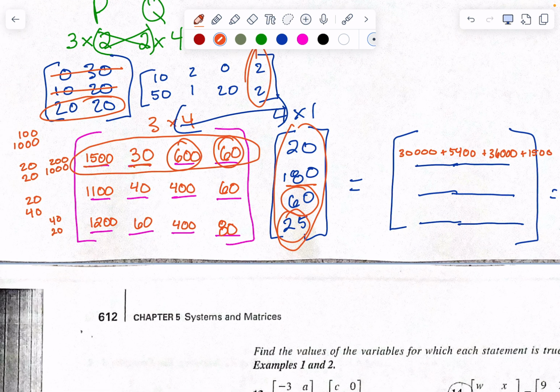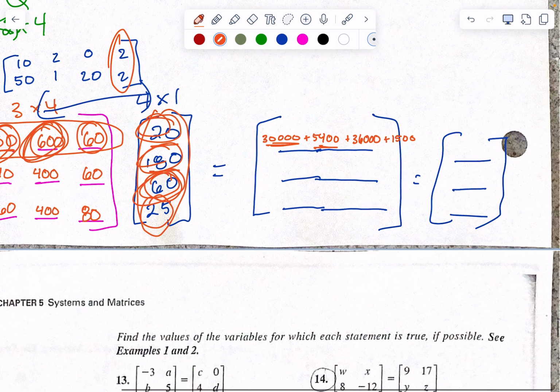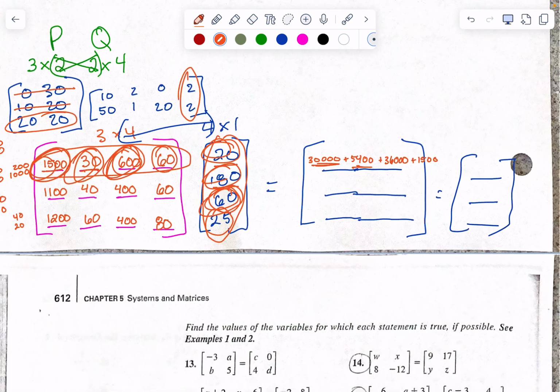1,500, because 1,500 times 20 is 30,000. So you're taking each one, like this guy times this guy gives you this one. This guy times this guy gives you this one. This guy times this guy gives you this one. Yeah, it's huge. Have you just added them up and multiplied?